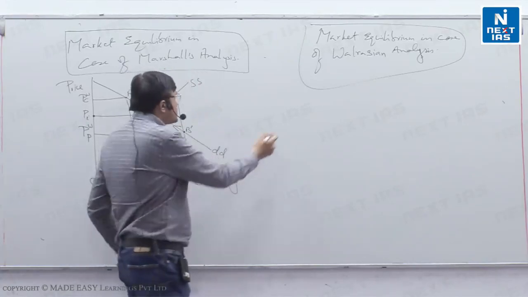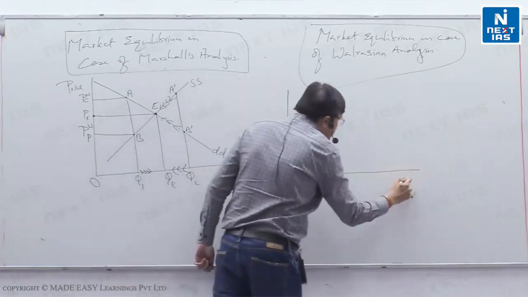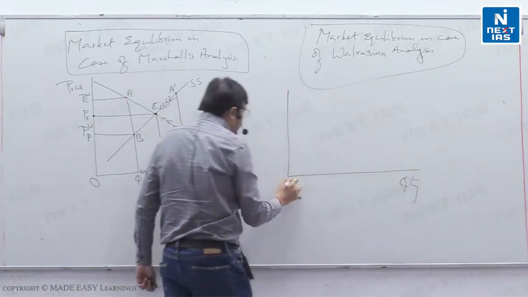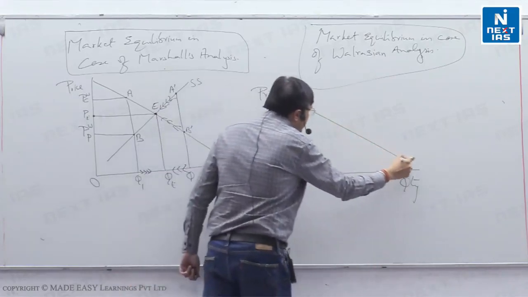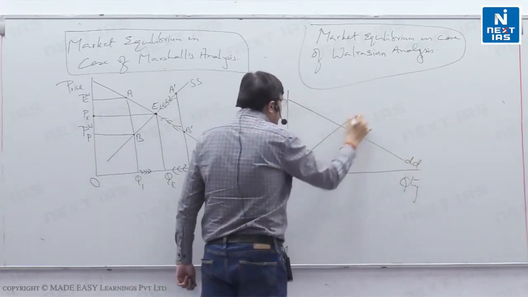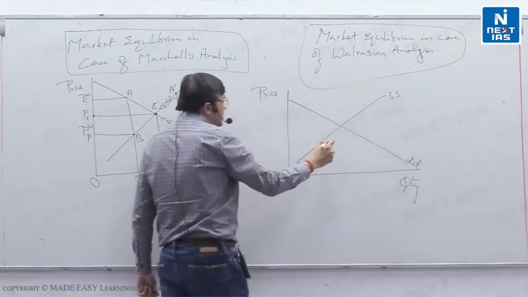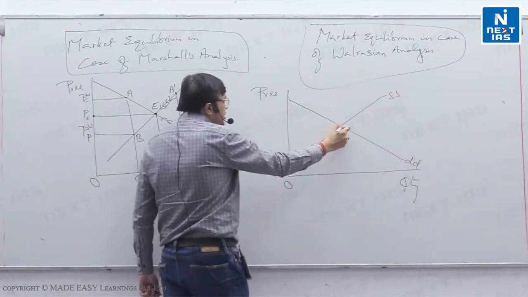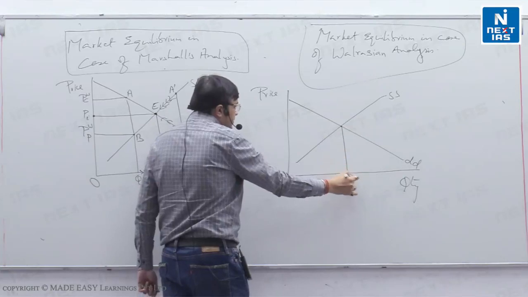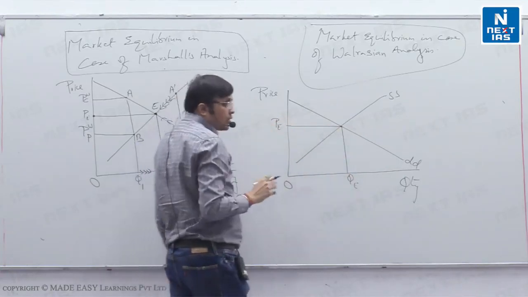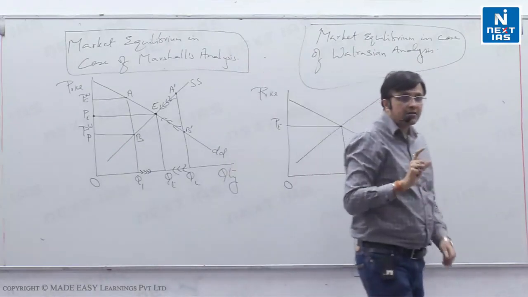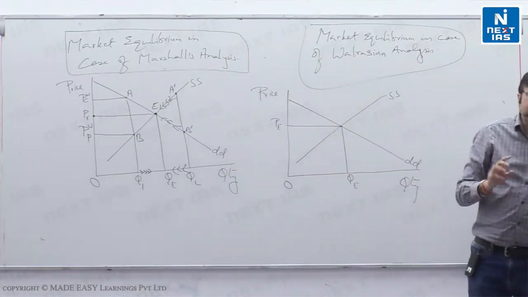So for Walras, again the story remains similar. If you take quantity and price, and you take the demand curve and the supply curve, now we know that this is equilibrium, QE and PE. Walras did not talk quantity. Walras talked price. Please understand this.